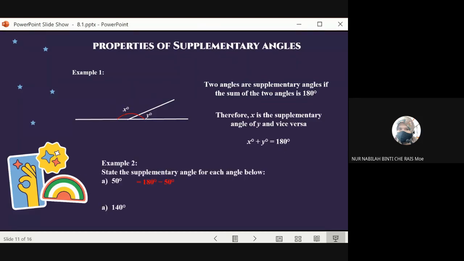For example, state the supplementary angle for each angle below. 50. So remember, supplementary is 180, complementary is 90. So 180 minus 50, you will get the supplementary angle 130. Then 140, we want to find the supplementary angle of 140. So 180 minus 140, you will get 40 degrees. So this is supplementary angle.